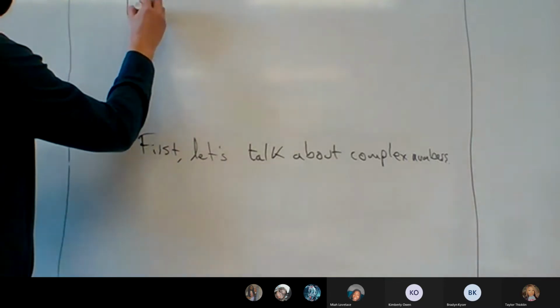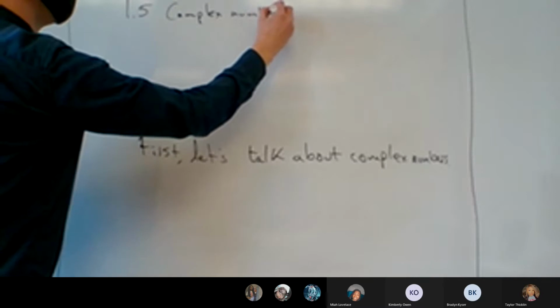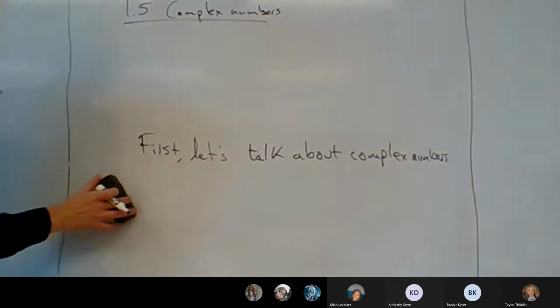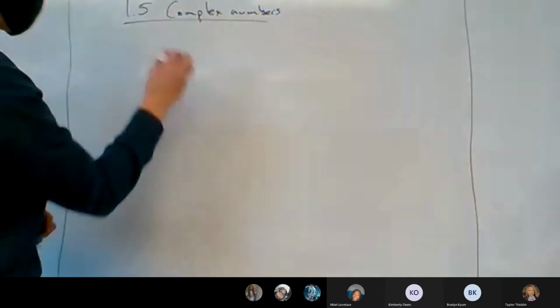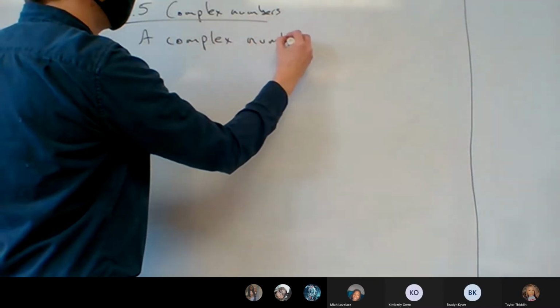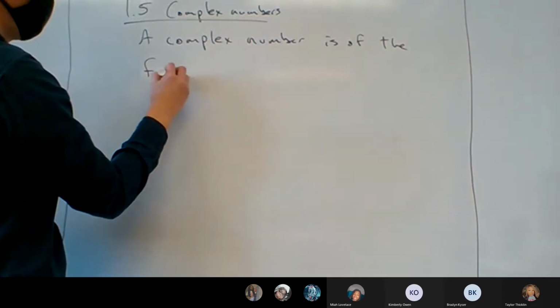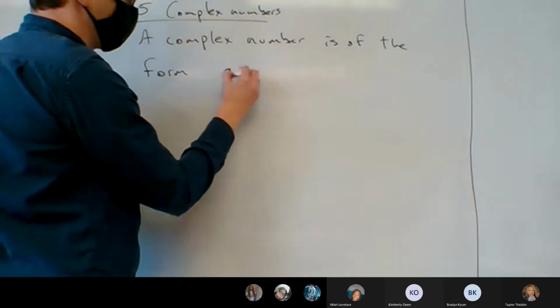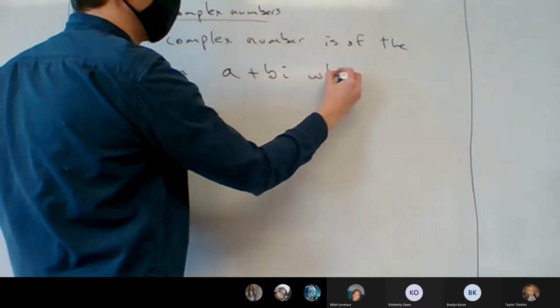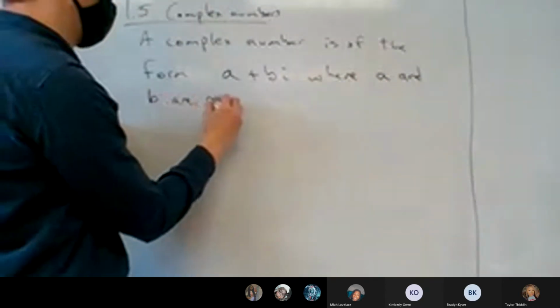All right, so this is section 1.5 now, complex numbers. Let's just talk about what they look like. A complex number is of the form, so what does it look like? Well, it looks like this: a plus bi, where a and b are real numbers.